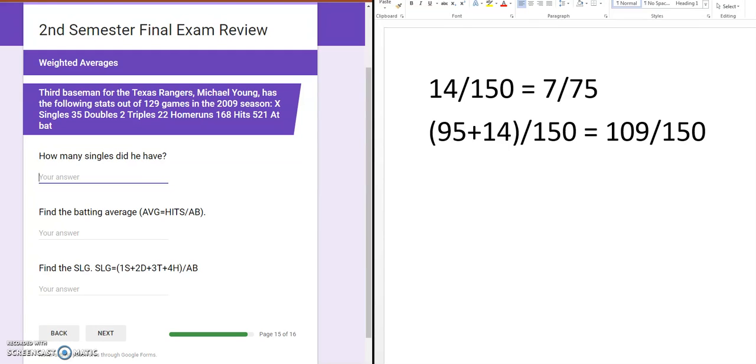Here we have some weighted averages. You might need to know a little bit about baseball, but if you read here, we have X number of singles, 35 doubles, 2 triples, 22 home runs. Overall, we have 168 hits and 521 at-bats.